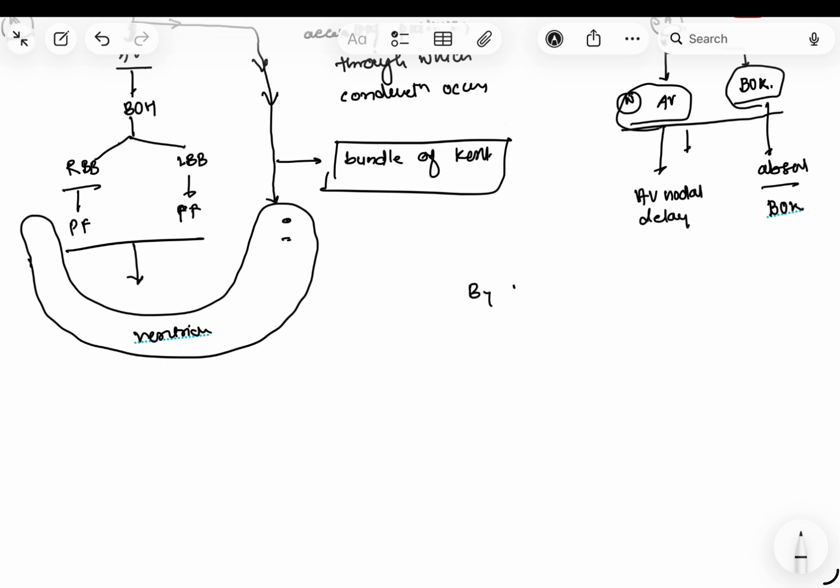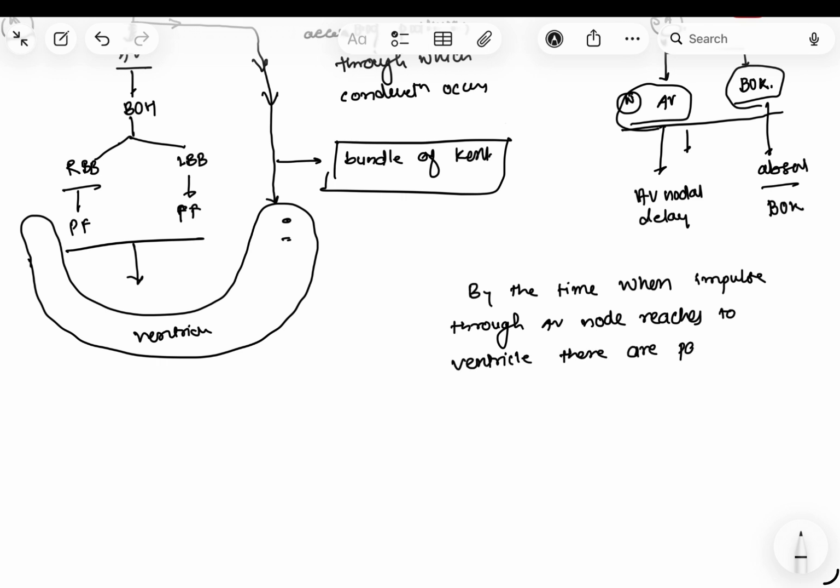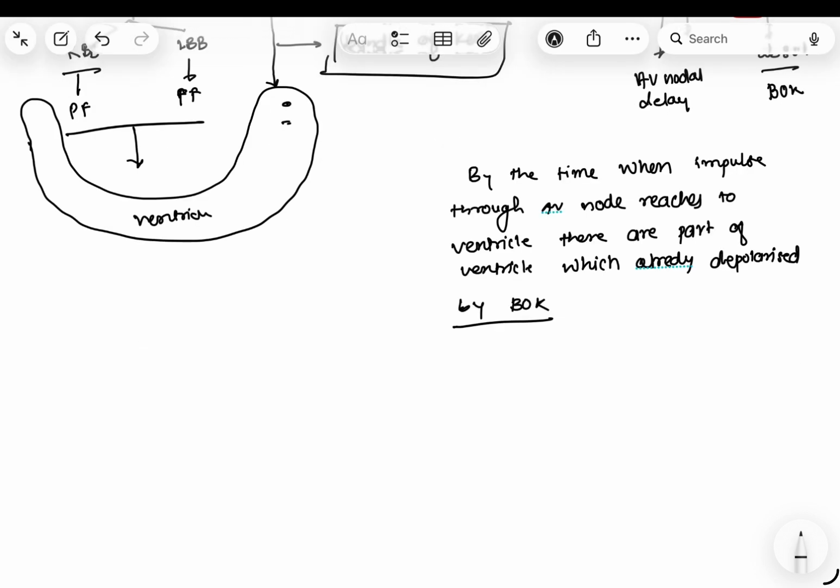So by the time the impulse through the AV node reaches the ventricle, there is a part of the ventricle which is already depolarized by the bundle of Kent. This part of the ventricle that has been already depolarized, we call it pre-excitation.